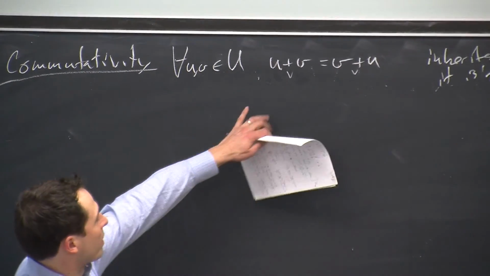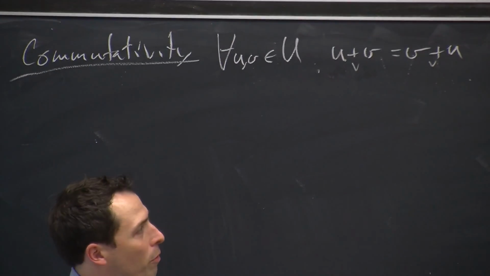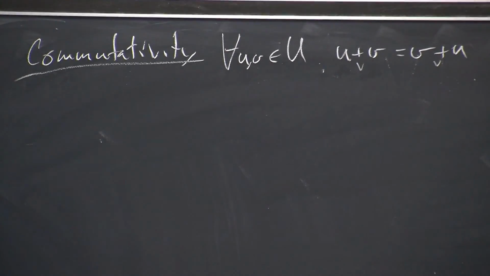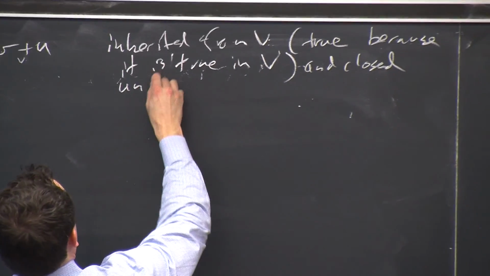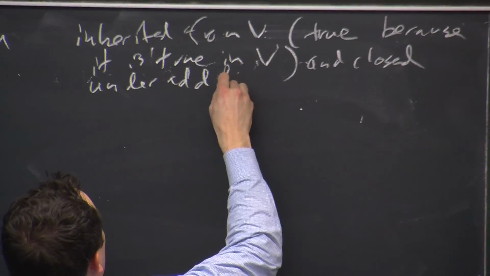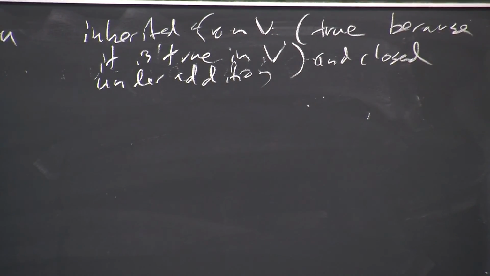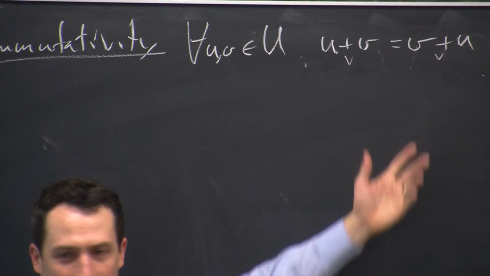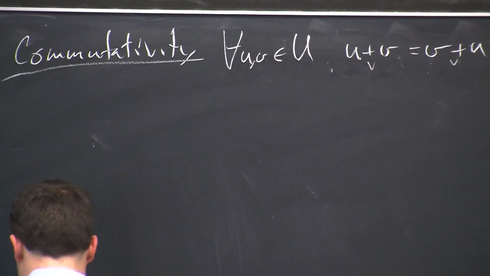And because it's closed under addition, right? Closure under addition means that U plus V is also in U. Because if it wasn't closed under addition, we couldn't be sure that this element, which we know to be an element of V, which is equal to this element of V by commutativity in V, was even an element of U. Okay, so closure under addition and the fact that it holds in V means that it holds.